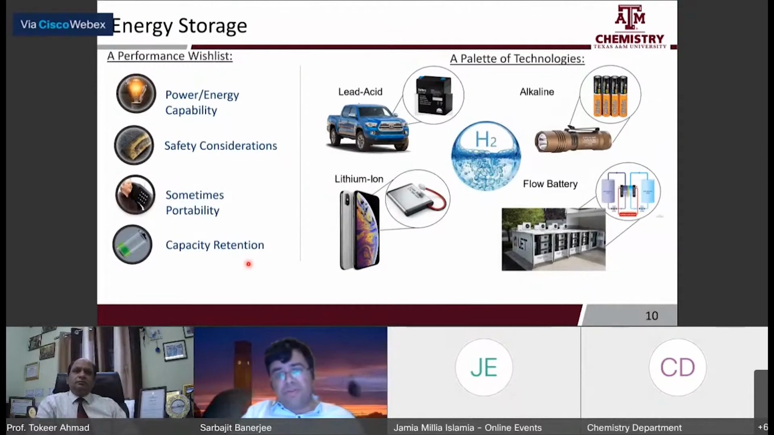So for energy storage, we have to worry about a lot of different issues. How much power can you get? How much energy?